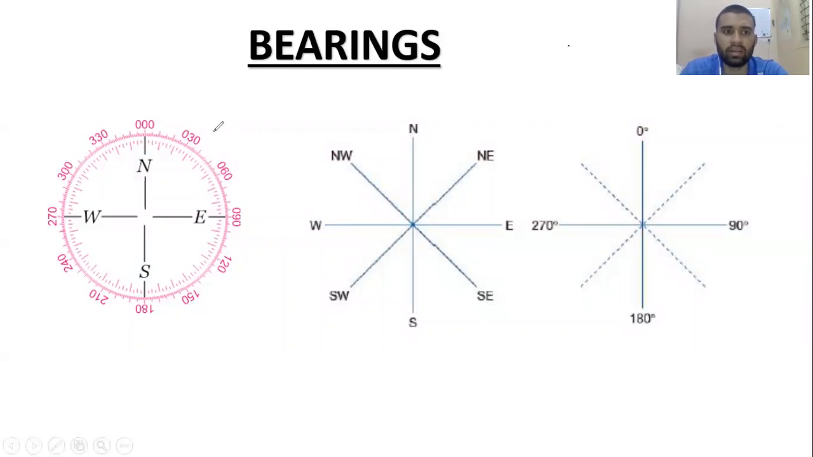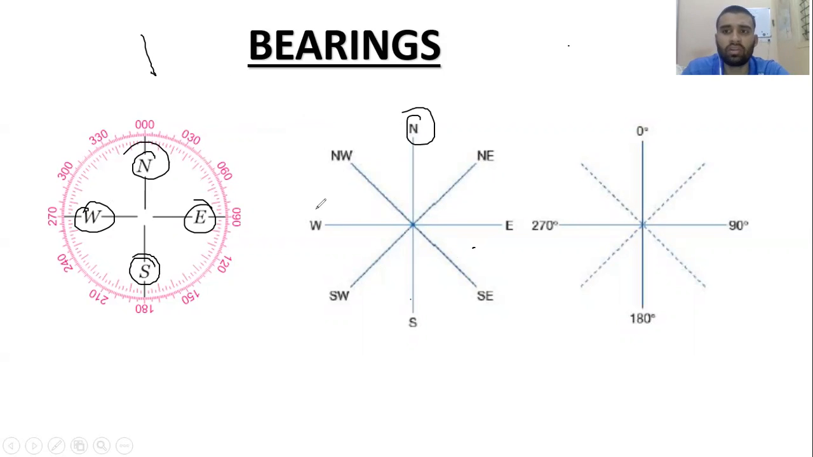Bearing is always measured, as you know, in a compass. On the compass you have north, then east, then on the left west, and then south. The same thing we use in maths as well. So at the top we have north, then south, then east, then west.